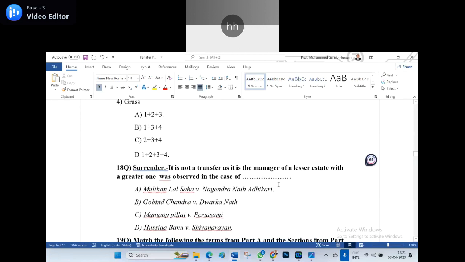Yes. 18th question. Surrender is not a transfer. It is the merger of the lesser estate with a greater one, as observed in the case of dash. A. Maltan Lal Saha versus Nagendra Nath Adhikari. B. Govind Chandra versus Dwarkanath. C. Maniappa Pillai versus Periyaswamy. And D. Hussia Banu versus Shivanarayan. C. Maniappa Pillai versus Periyaswamy. Wrong. B. Govinda Chandra versus Dwarkanath. Wrong.